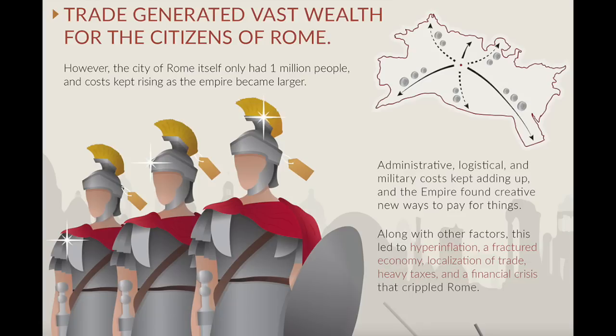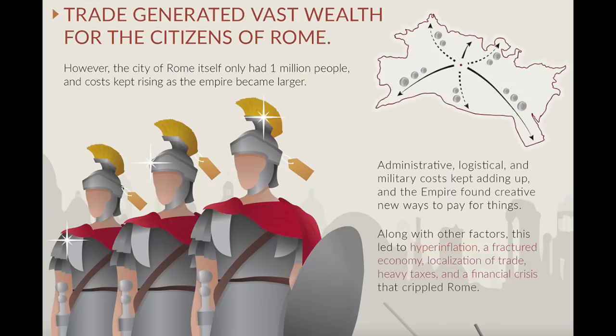However, in Rome, the city of Rome itself only had 1 million people, and costs kept rising as the empire became larger. Administrative, logistical, and military costs kept adding up. And the empire found creative new ways to pay for things. Pay attention to these words now. Creative new ways to pay for things.